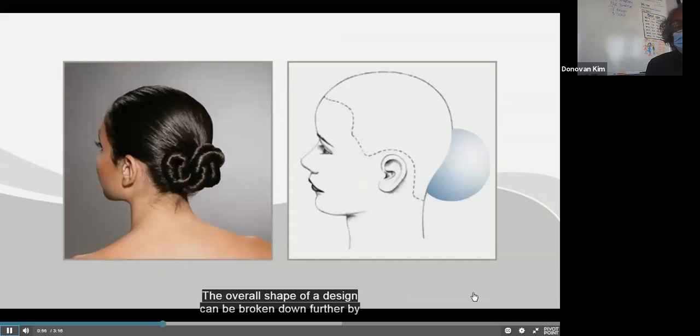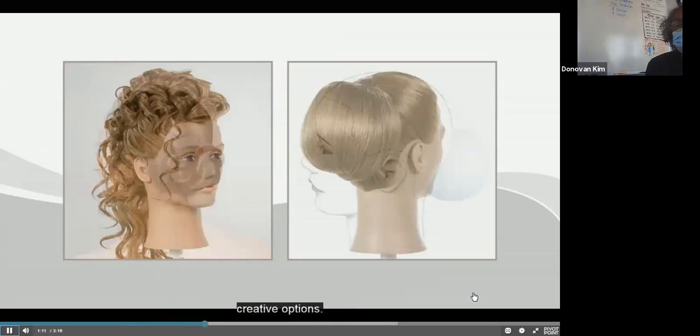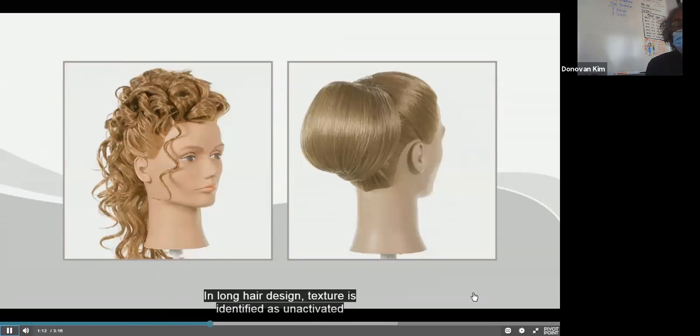The overall shape of a design can be broken down further by analyzing the shape or shapes and form within the design. Keep in mind that the size and position of individual shapes influence the feeling of the design, allowing you unlimited creative options. In long hair design, texture is identified as unactivated or smooth and activated or patterned.